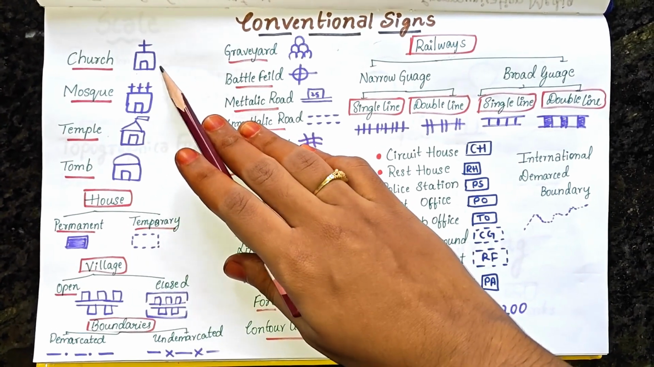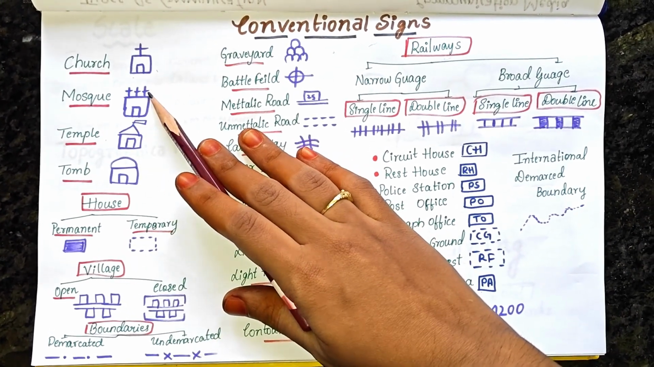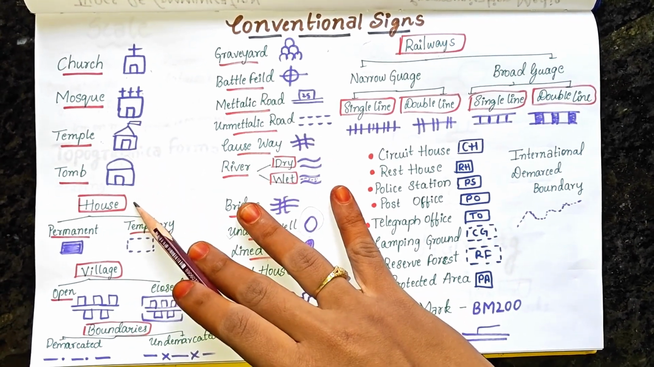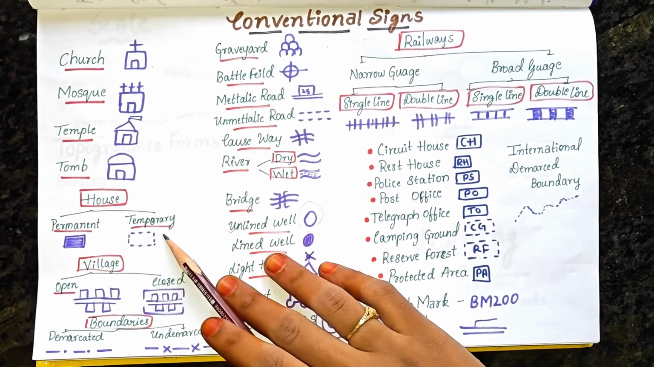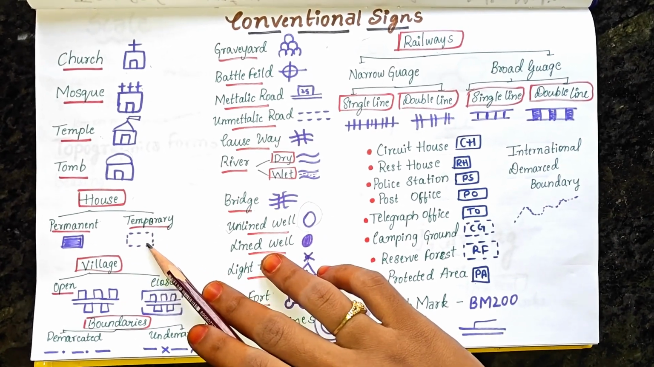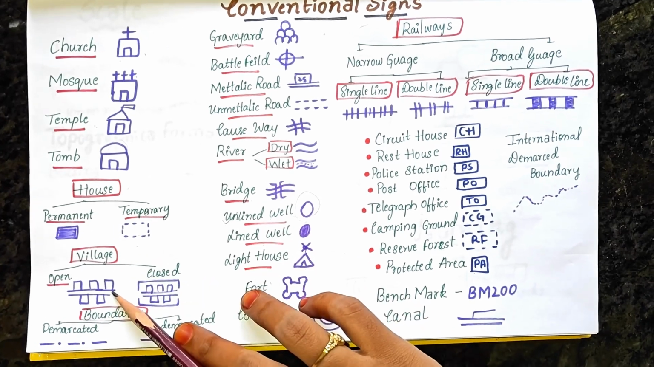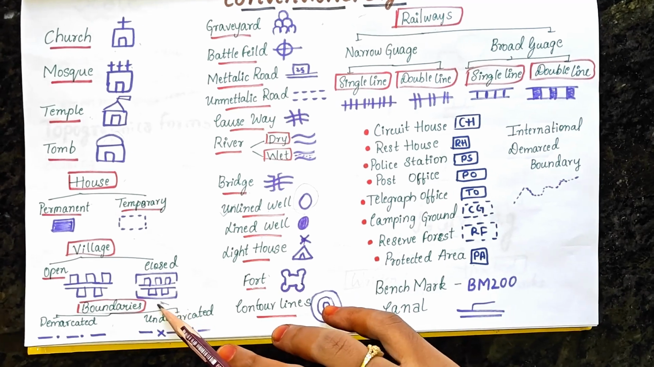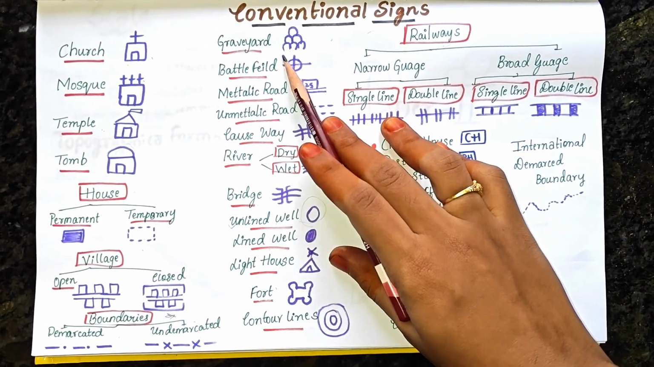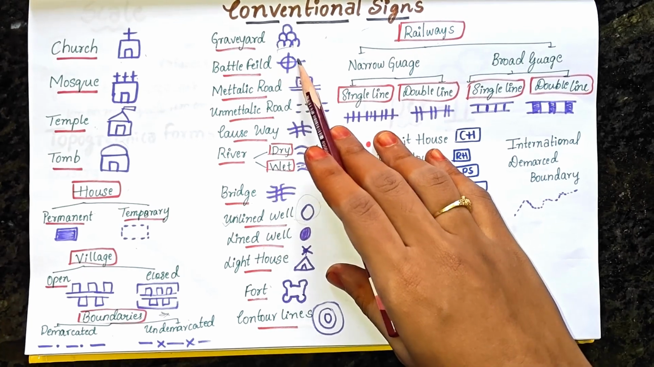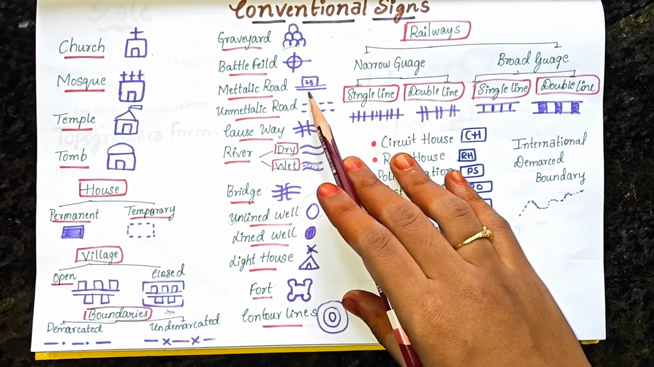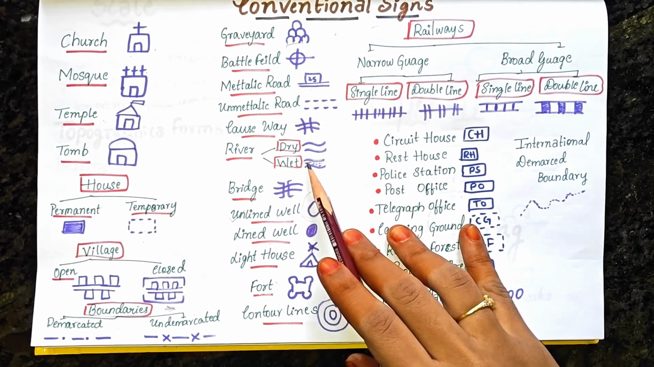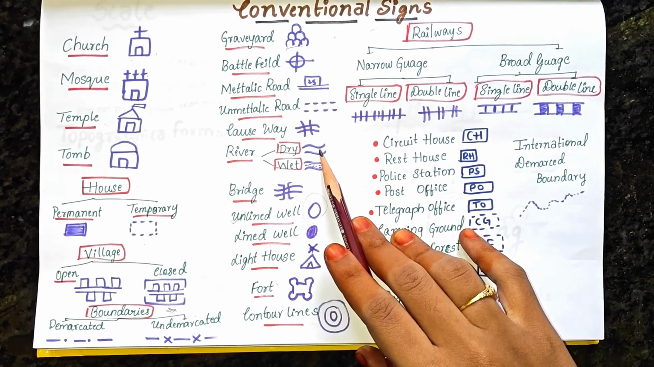So church will have a symbol like this, the mosque with three places, and the temple with a flag, and the tomb with a dome, and the house for the permanent it will be dark, and the temporary it will be unconstructed well. Village open and closed, two types. Boundaries are demarcated and undemarcated, important one. And the graveyard will be this, and the battlefield will be a circle with a plus, representing metallic road and unmetallic road. Causeway, river, dry and wet. Wet consists of water, dry does not consist of water.